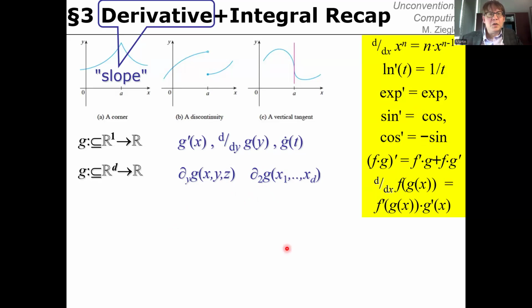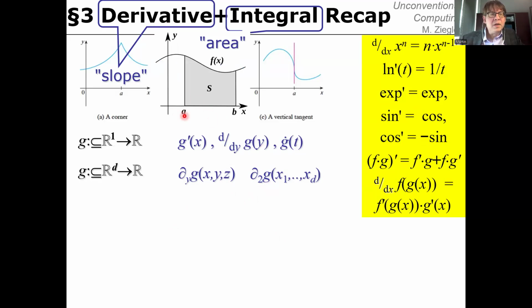So that already concludes our brief recap of differentiation, and now an even shorter recap of integration. Intuitively, integration means calculating the area under a curve, right? So here, like this. And the terminology for the integral is this integral sign from a to b. The area under the curve f here, and dt means the variable with respect to which we're integrating.